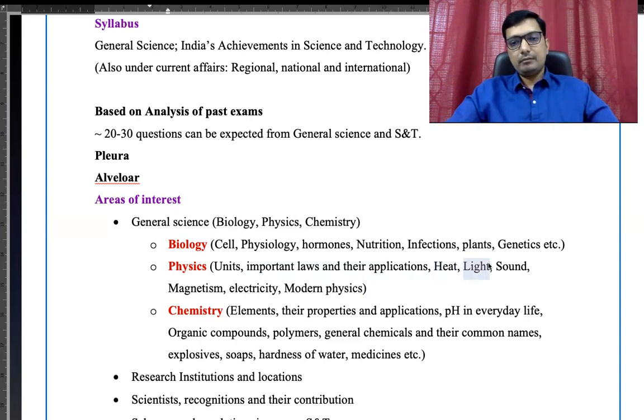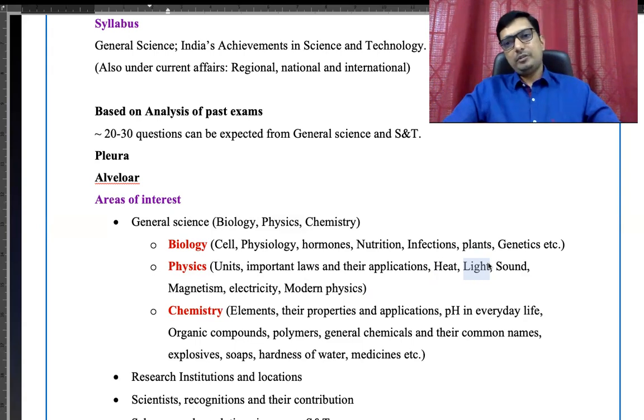Then light. I must say that light is probably the area from which the majority of the questions in the competitive exams come. A lot of different concepts, a lot of different applications are possible here. Because from light, you may need to learn about when light falls on something, it comes back, it reflects back.